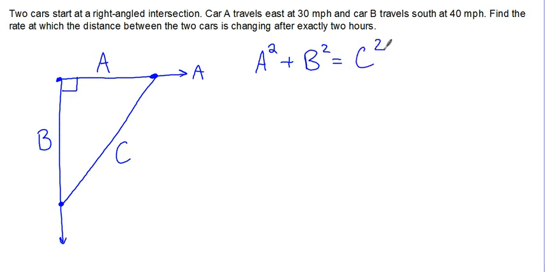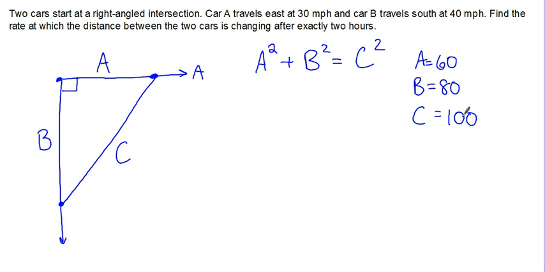After 2 hours, if car A is traveling 30 miles an hour, A must equal 60 miles. And after 2 hours, if B is traveling 40 miles an hour, B must equal 80. Using the Pythagorean theorem, we should be able to figure out what C is after exactly 2 hours. That's a Pythagorean triple, a ratio of a 3, 4, 5 right triangle. That gives us C is equal to 100.